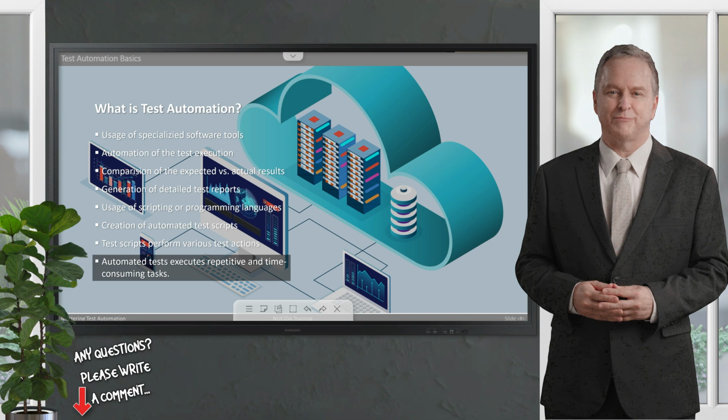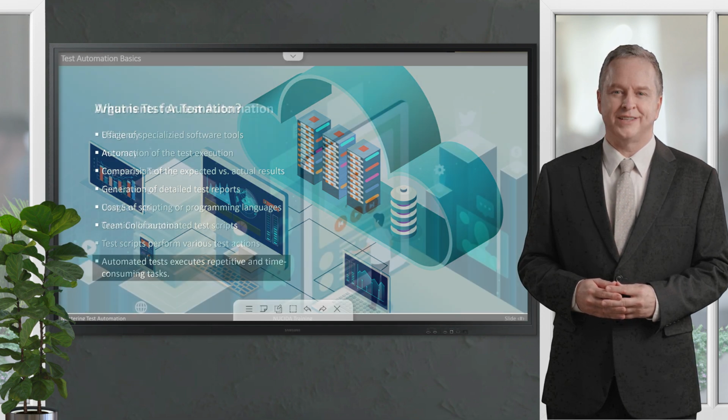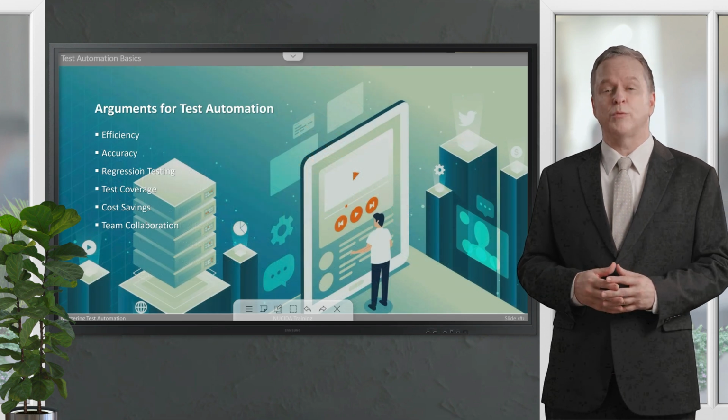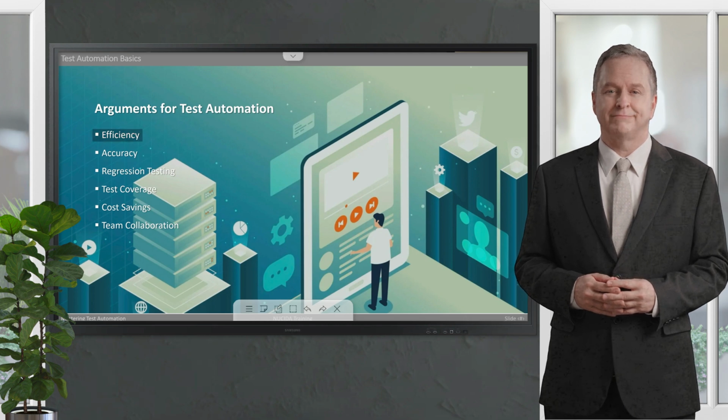Test automation can be a vital part of your quality assurance activities. Now, I will explain 6 arguments why test automation could support your test strategy very well and could help you to fulfill your defined quality goals.